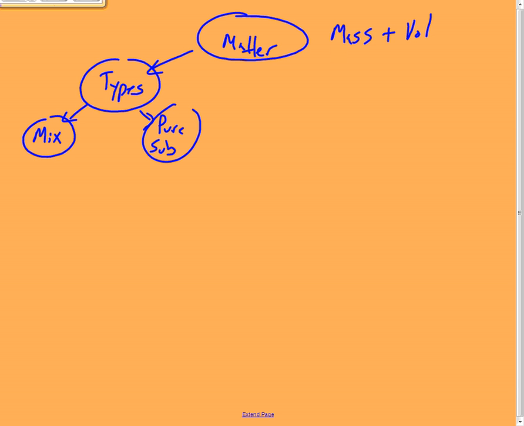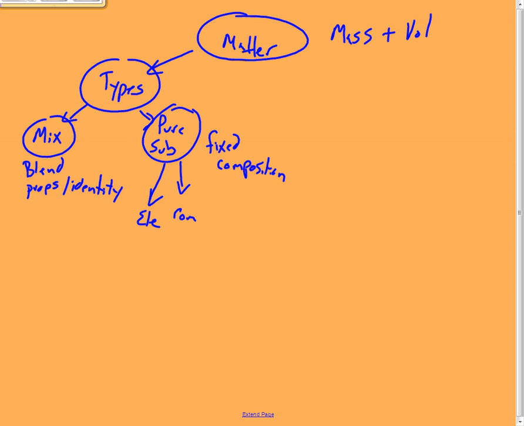We said that mixtures are a blend, and in this blend, each substance in the mixture maintains its properties and identity. And a pure substance is something that has a fixed composition. We have two types of pure substances: elements and compounds.